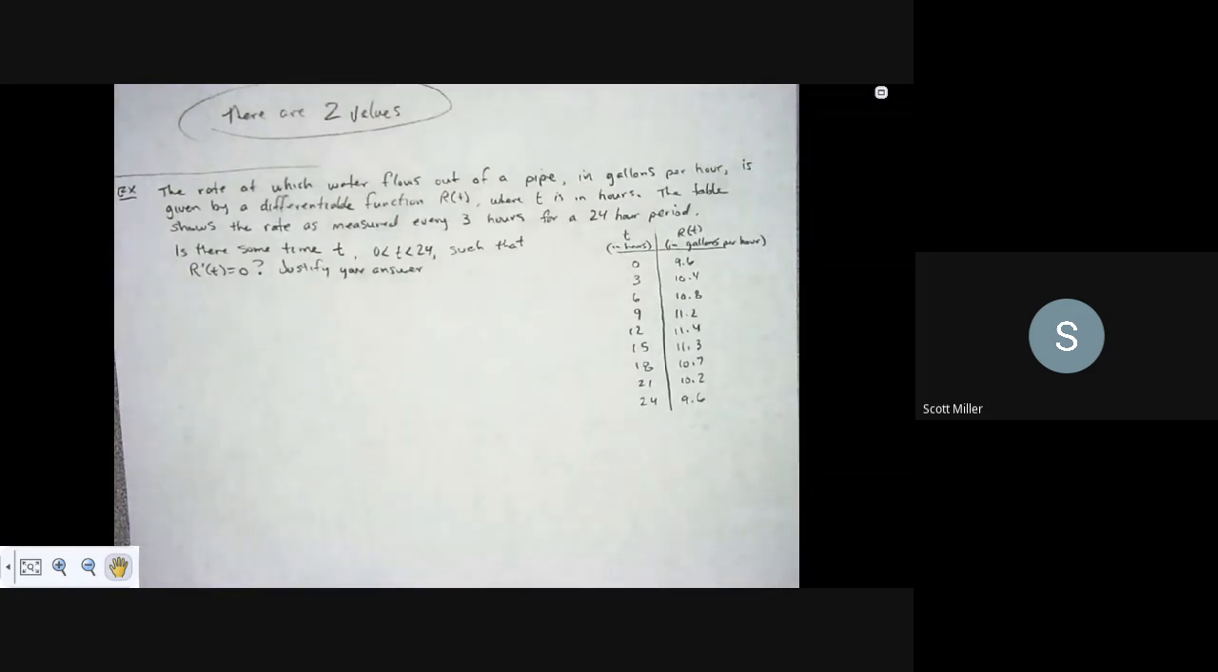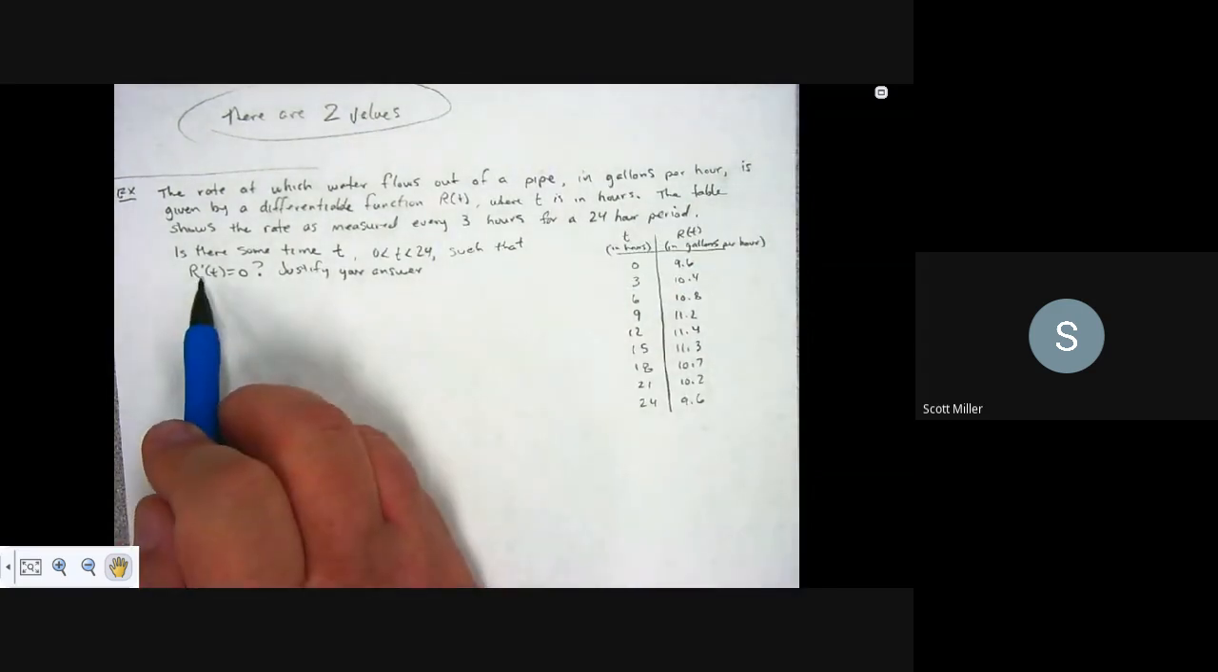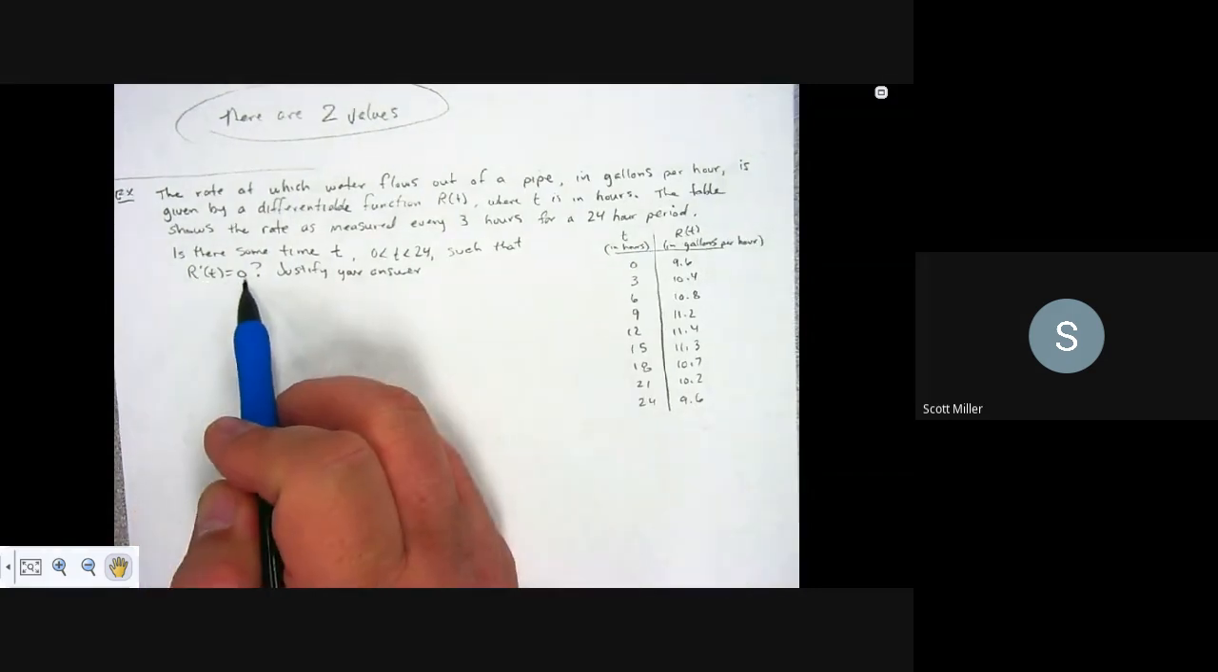What is the rate? The rate at which water flows out of a pipe in gallons per hour is given by this differentiable function, R of t. t is measured in hours. The table shows the rate as measured every 3 hours for a 24-hour period. Is there some value t? Is there a time between 0 and 24 such that the instantaneous rate of change for R is equal to 0?